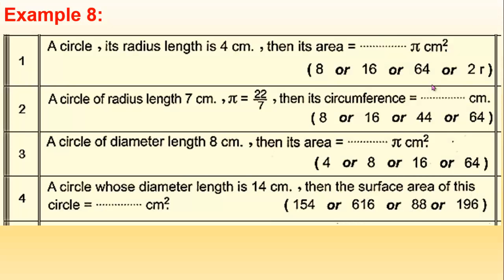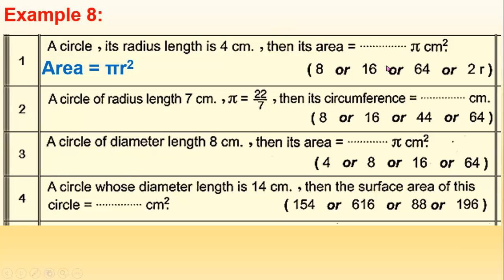Question number 1. A circle, its radius length is equal to 4 centimeters. Then its area is equal to blank pi centimeters squared. Let's pause here, and please I would like you to take a deep breath and concentrate. I know that the rule for the area is pi times r squared, right? What I was given here was the radius, which is 4 centimeters. So I was supposed to make the radius, which is 4 centimeters, squared times the pi.